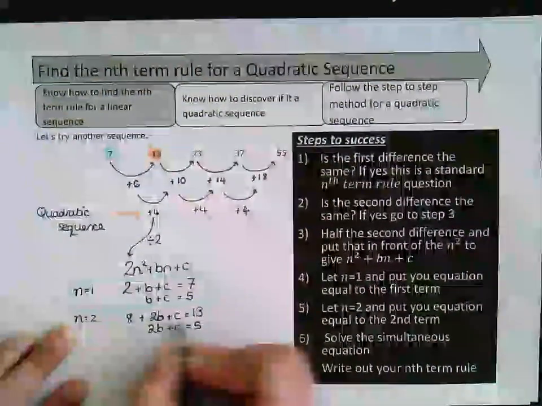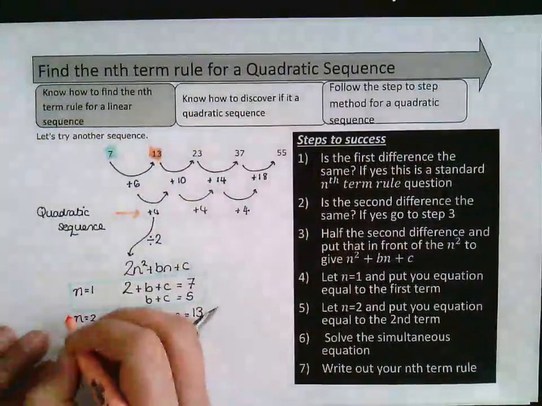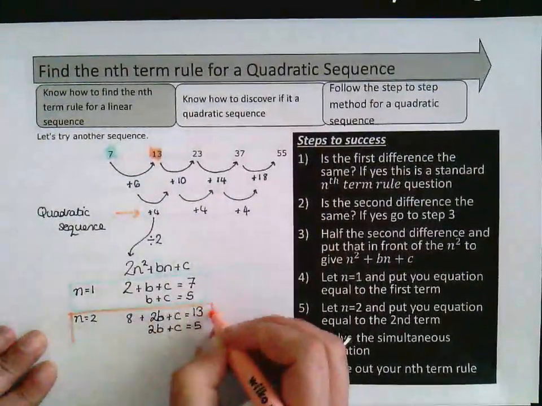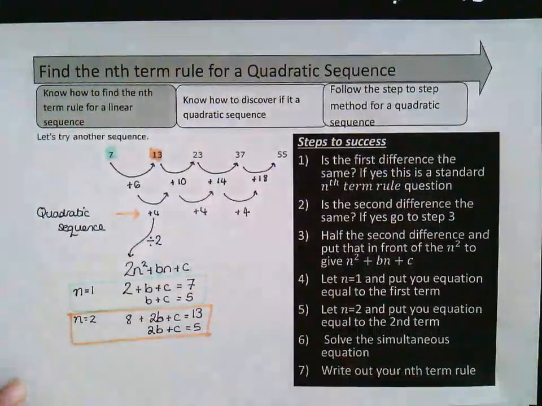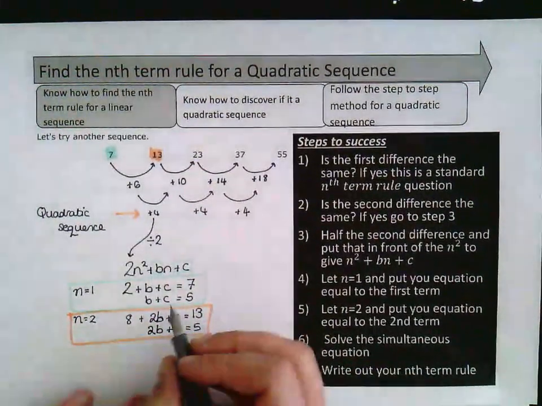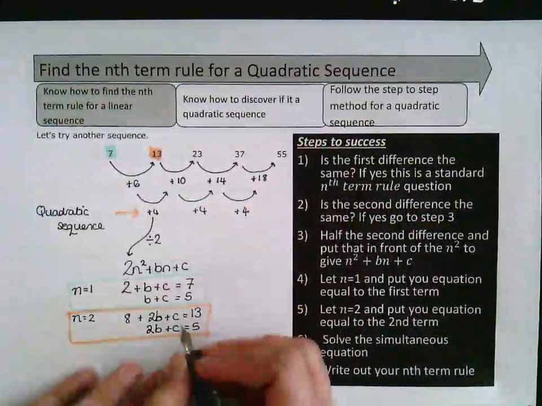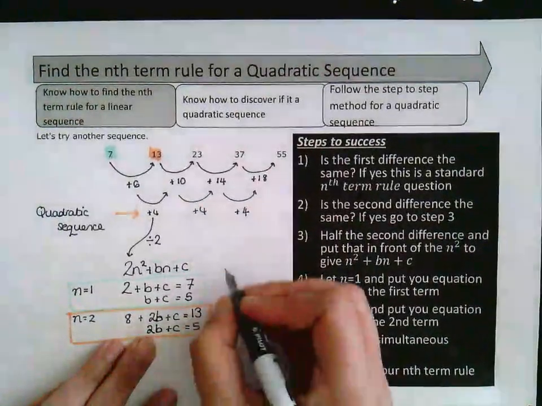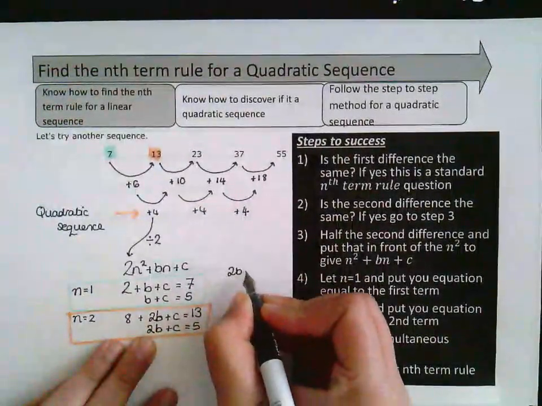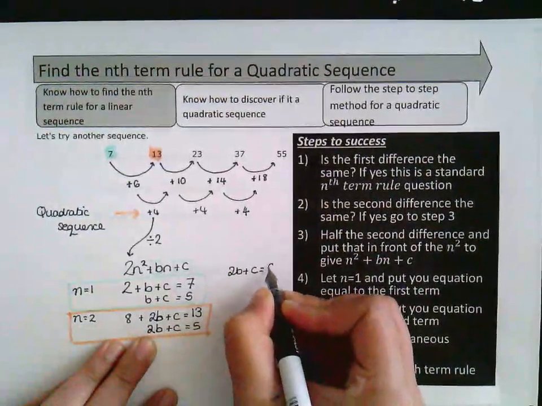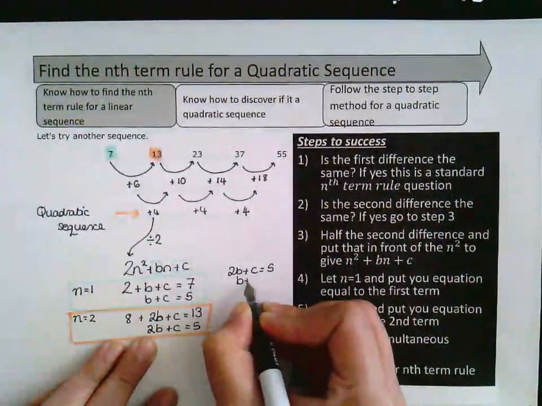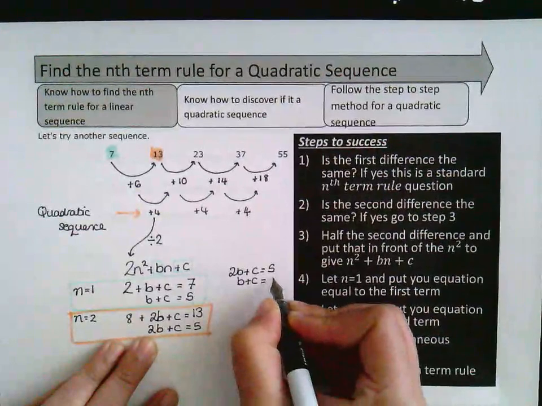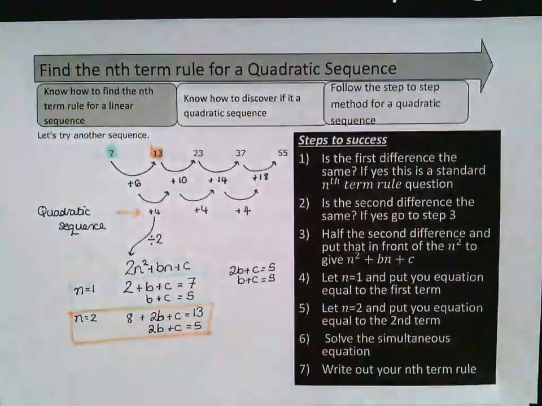I just take the 8 off both sides. This has come from the second term. We now have two simultaneous equations that I can solve. So this one, I've got a big amount of b, so I'm just going to write that on top. 2b plus c is 5. b plus c also equals 5.